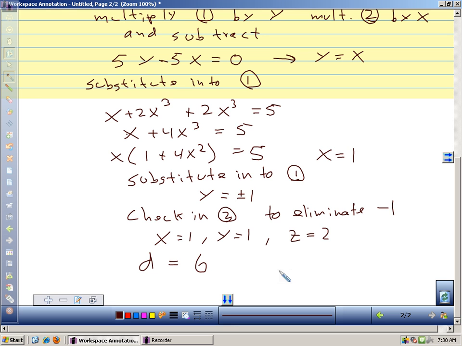So this is an example of the type of problem you might be asked to do in terms of a maximum minimum application. Questions on that one? All right, let's look at another example.